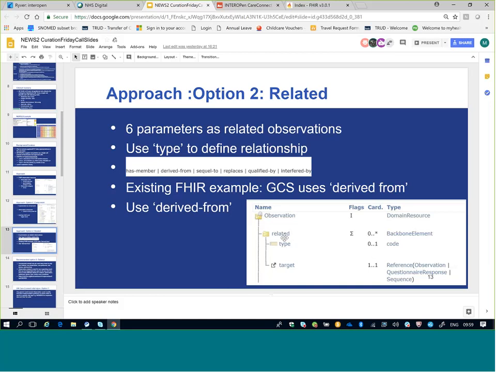We have to choose a relationship type, and we are recommending the user derived from. The NEWS2 score is derived from the blood pressure reading and pulse, and I think there are other types available, but we think that's the best fit.